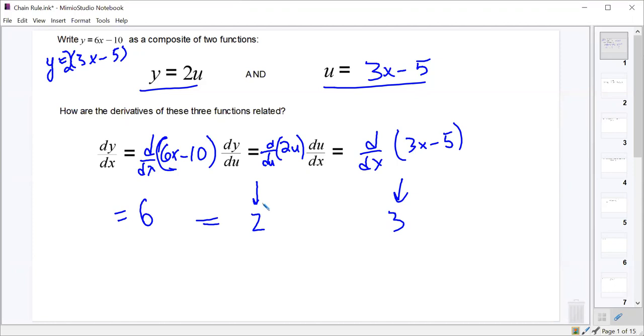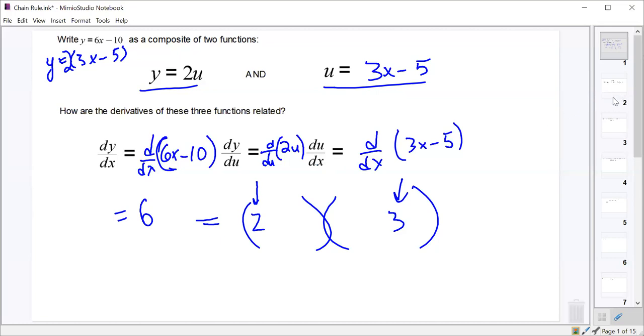6 should equal 2 times 3, right? Yep. So dy dx, if we can write it as a composition of 2 functions, should equal dy du times du dx. That simple rule, which I've got written on the next page, is called the chain rule. And there's multiple different ways to write it out. I'll show you all the different ways to write it out. But the way we're going to notate it most of the time when we're taking these derivatives is dy dx equals dy du times du dx.